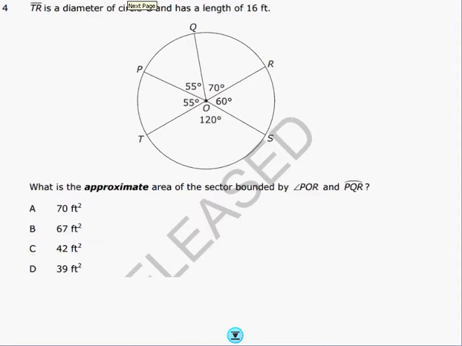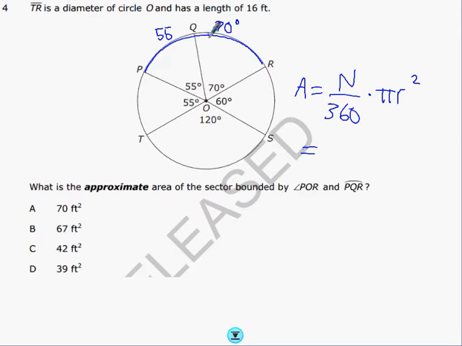All right, TR is the diameter of circle O and has a length of 16 feet. So the diameter is 16. What is the approximate area of the sector? Well, the area of the sector is n over 360. We're asking what part of the circle, what fraction of the circle, times the whole area of the whole circle, which is pi r squared. All right, n stands for the measure of our arc. We're talking about PQR. That's going to be the measure, well, this is 55 and this is 70. So it's 125 degrees over 360 times pi.